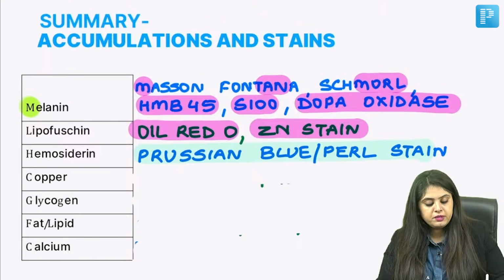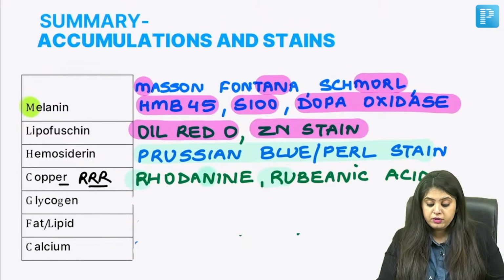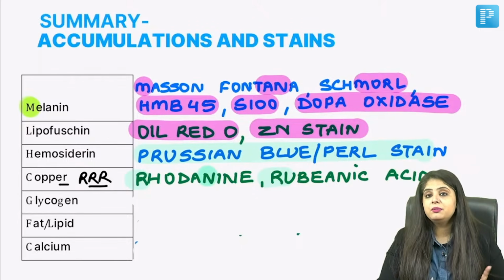Coming to the next, copper. How can you forget RRR? Copper ends with R, stains begin with R. The name of the two stains were rhodanine. I hope you're writing rhodanine, not rhodamine. Rhodamine was for MTB. So rhodanine and rubeanic acid.